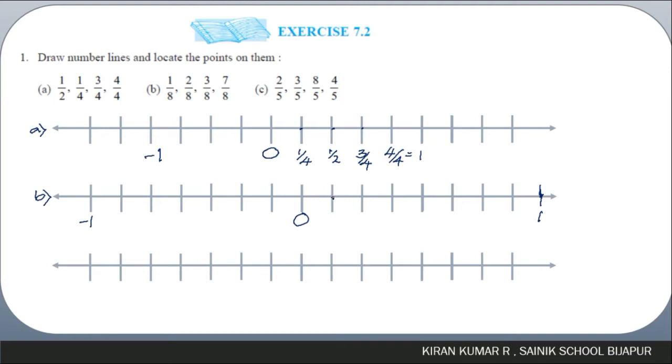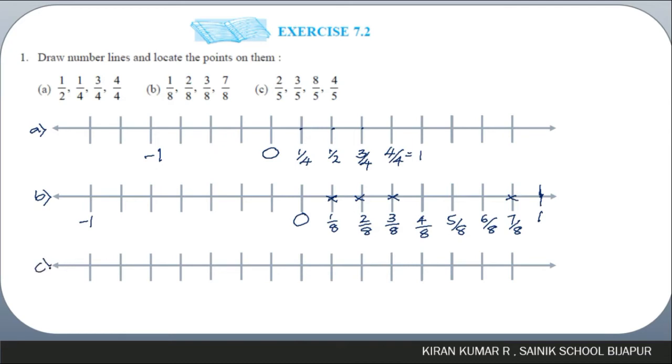Here this first part will represent 1 by 8. The second part will represent 2 by 8, nothing but 1 by 4. Next is 3 by 8. Next is 4 by 8, 5 by 8, 6 by 8, 7 by 8, and this number is 8 by 8, nothing but 1. We were asked to mention 1 by 8, 2 by 8, 3 by 8, and 7 by 8 on the number line. These cross marks will represent these numbers.